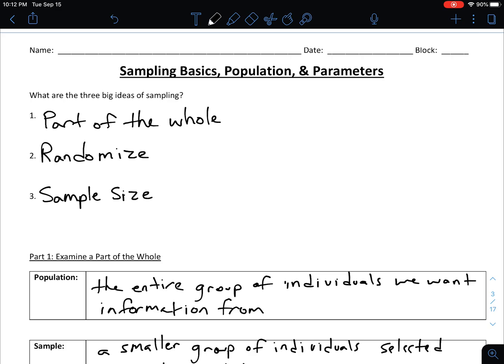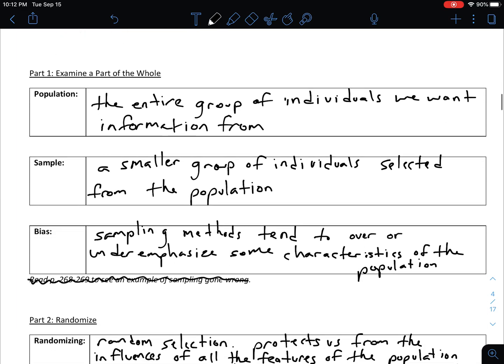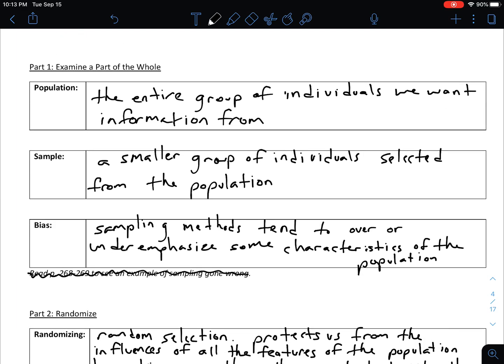So part one is parts of a whole. To discuss what we are trying to do with this, we first need to identify what a population is. The population is the entire group of individuals that we want information from. So maybe I was interested in the opinions of students on whether we should come back to school in person or stay in remote learning. The population might be everyone at Shawnee Mission North. Or if I wanted to do it for the entire district, I could think of it as all the students in the Shawnee Mission School District. So the population is dependent on what you want to measure your data from.